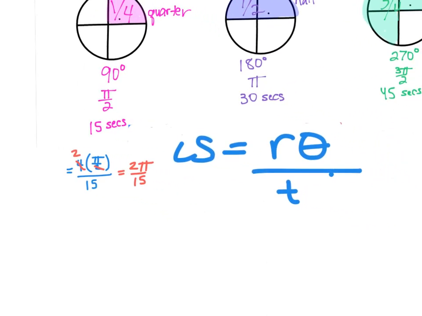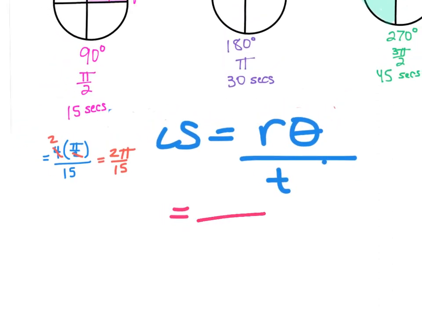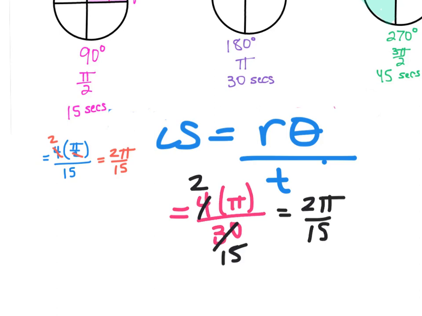So now if I'm going to do a half revolution, what changes? The time, the seconds, and what else? Do I use pi over 2 again? No, I use half of a circle, which is pi. So I have 4 times pi over 30 seconds, correct? Can I simplify 4 and 30? Yes, it becomes 2 and 15. So I have 2 pi over 15. That's the speed that the second hand is moving around the clock.